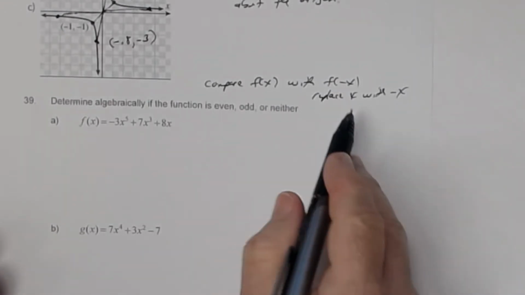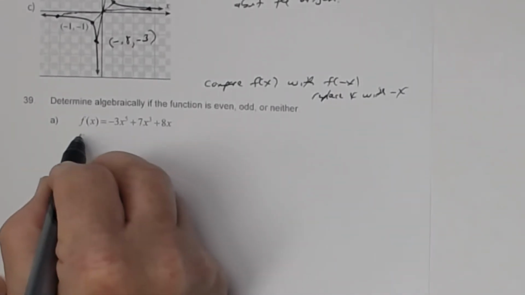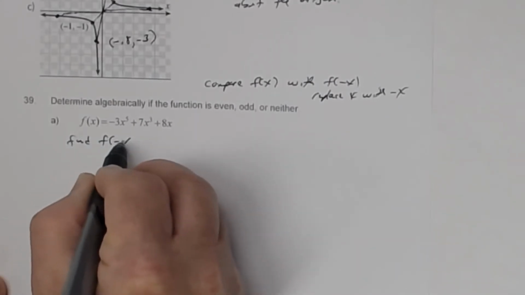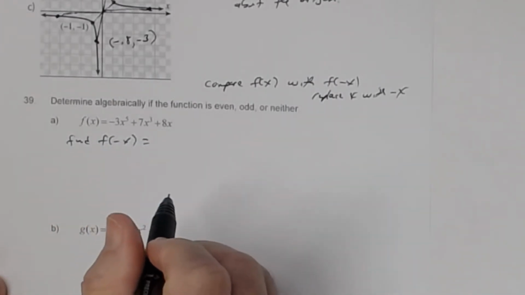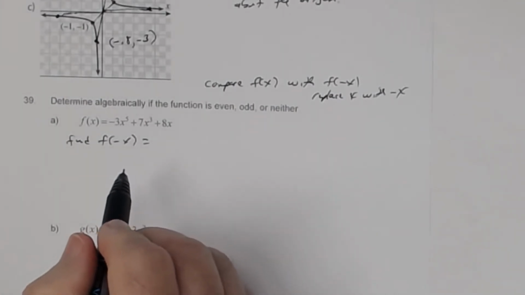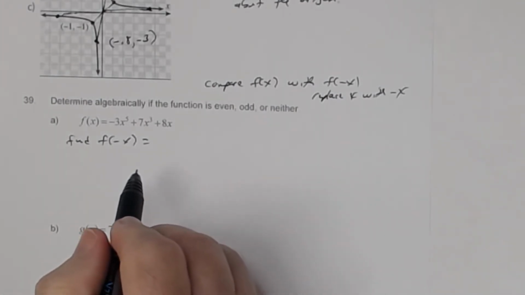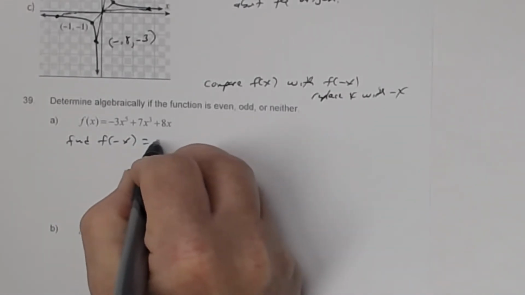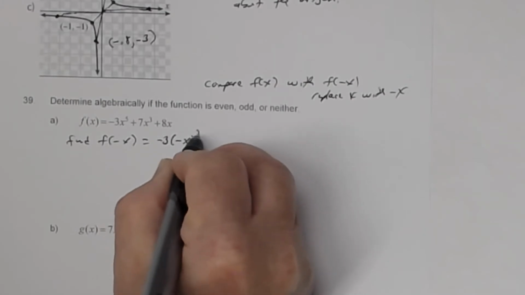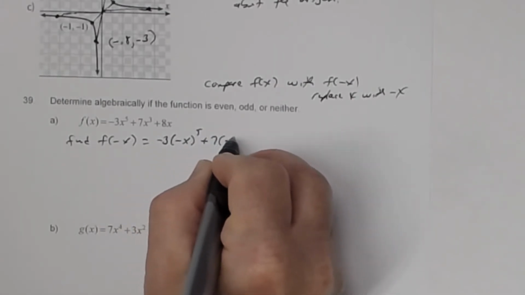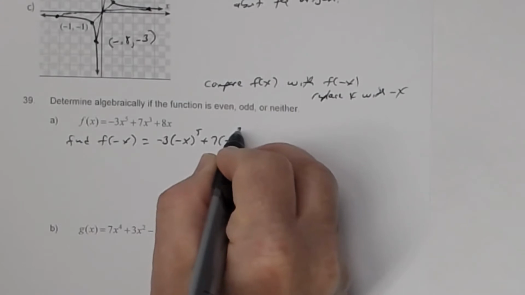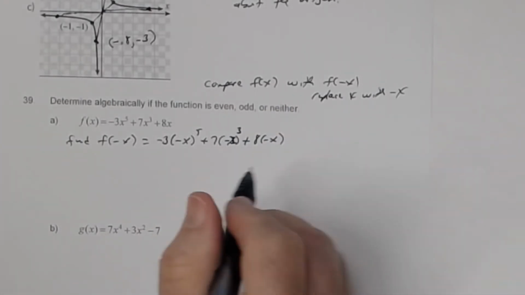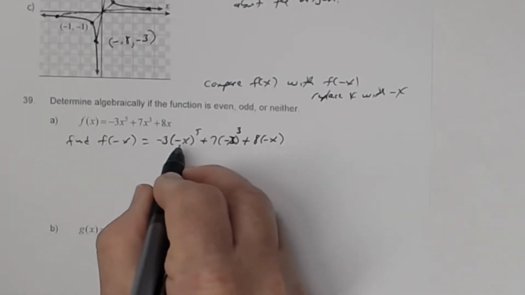All right, so let's talk about f of negative x. First thing you're going to do is find f of negative x. And remember, on the last test, you had to determine how to find f of negative x. Wherever you see the variable x, you substitute negative x. So I get negative 3 times negative x to the fifth, plus 7 times negative x cubed, plus 8 times negative x. Okay? And then you simplify each of those.